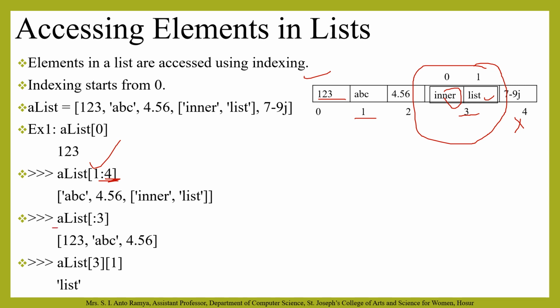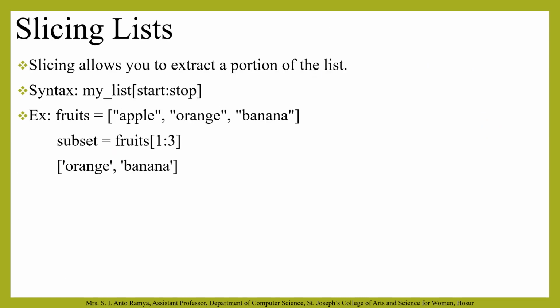The next example, if you see A list, the start is not given but it stops with 3, that is before 3. So 0, 1 and 2 will be printed. So 1, 2, 3, ABC, 4.56 will be printed. The next example, if you see A list 3, 1. So in third position, the first value. So this is the third position and the first value here is list. So list will be printed.